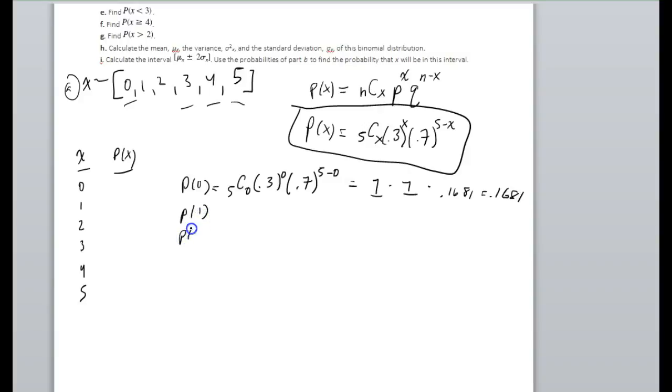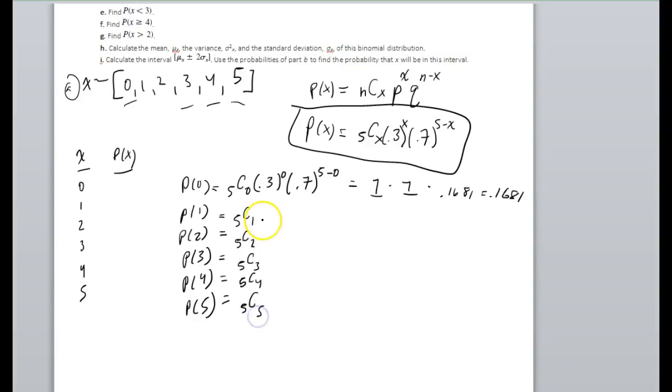Okay, so we're just going to do this for all of them. Don't worry, this is not something that you're going to have to do in every binomial problem that you do, but for this example, I'm going to show you guys how to do it. So 5 choose 1, this one's going to be 5 choose 2, 5 choose 3, 5 choose 4, 5 choose 5.